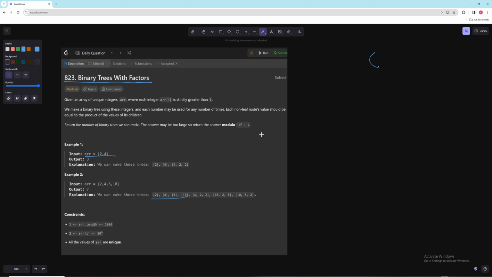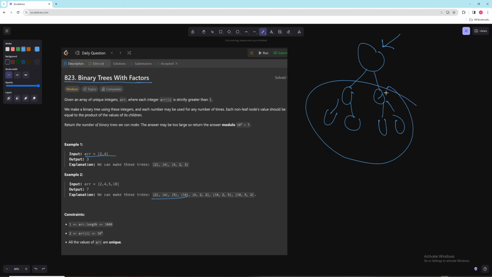Now the wording for this problem is a little weird and confusing, where they say each non-leaf node's value should be equal to the product of the values of its children. That just means its two children right below it, not the whole tree below it. So if you have some node with a bunch of nodes below, it's not like this node's value should be equal to the product of all of these. It should only be the direct children. At first I read it and thought it was all of these, and I was like, okay, this is going to be a really hard problem. But if you're just keeping track of the two children, it makes it a lot easier.